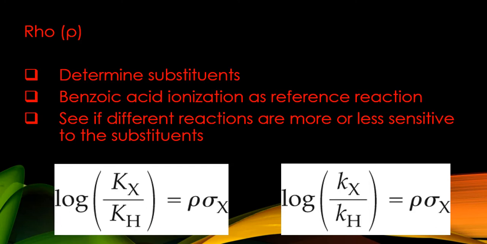Furthermore, we want to determine if different reactions are more or less sensitive to the substituents than are the acidities of the benzoic acid derivatives. To do this, we use the Hammett relationships given in the following equations for the thermodynamic and kinetic analysis respectively. To determine rho, a plot of log kx to ks, or log Kx to Ks, versus sigma x for a new reaction under study is done. Rho is simply the slope of this plot.